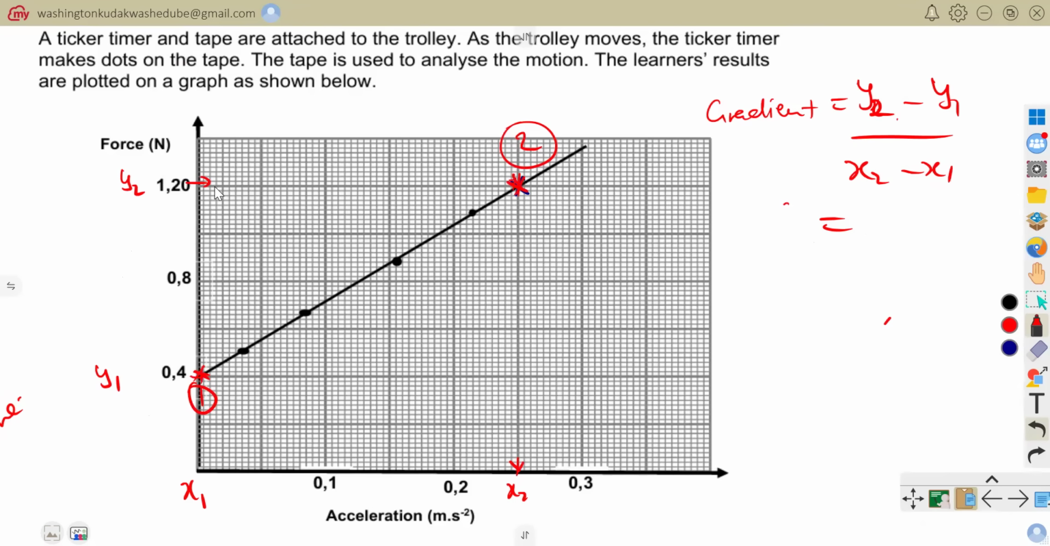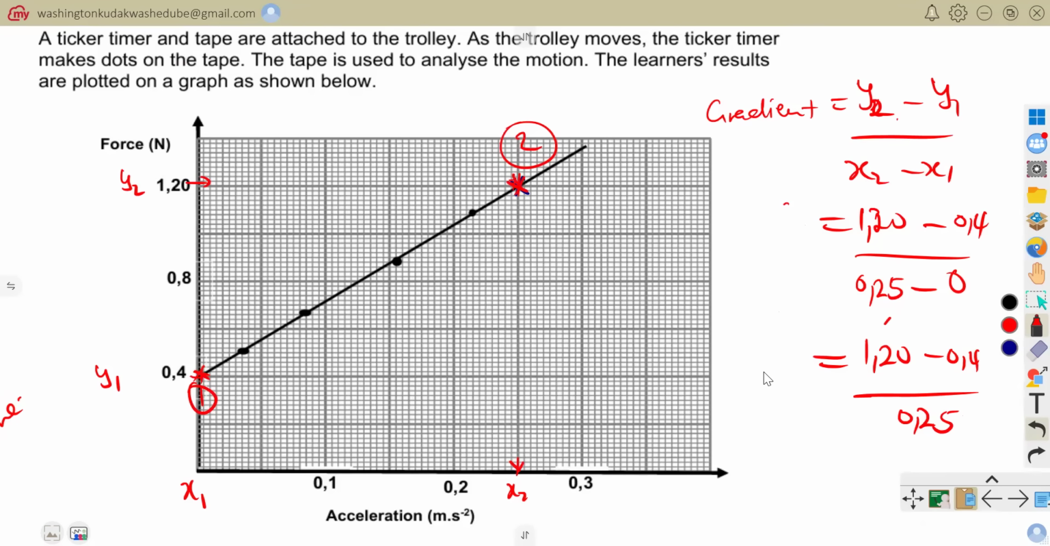Now, my y2 becomes what? 1.20, minus my y1, which is 0.4. What is my x2? My x2 is this one, 0.2 up to 0.3, so here it's 0.25, minus 0. So generally, I'll be having 1.20 minus 0.4 divided by 0.25. That becomes my gradient, and that becomes my mass. That is how I calculate my mass there.